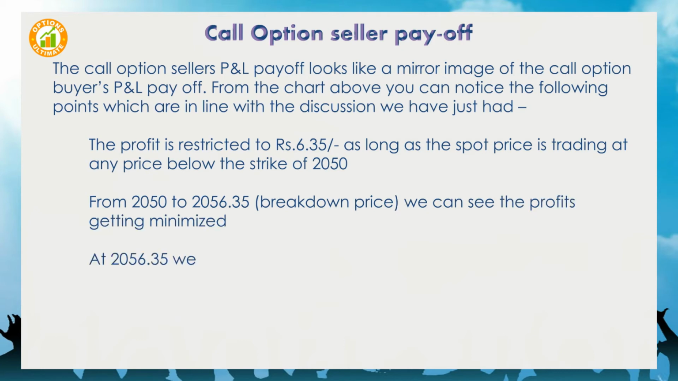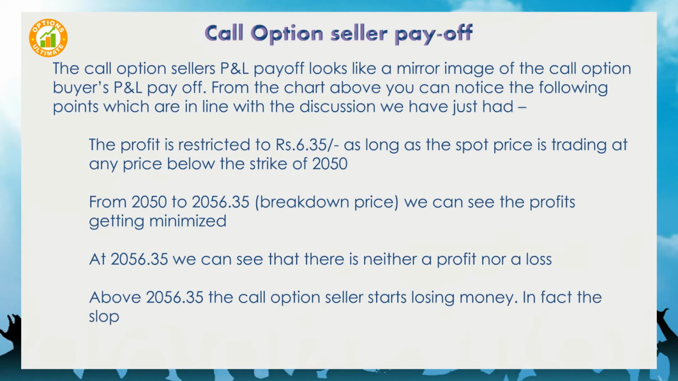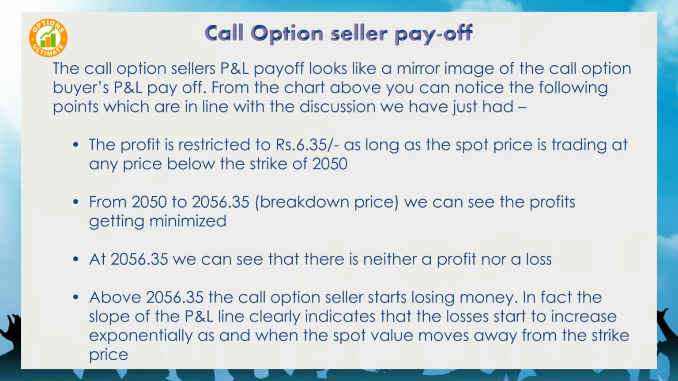At 2056.35 we can see that there is neither a profit nor a loss. Above 2056.35 the call option seller starts losing money. In fact, the slope of the P&L line clearly indicates that the losses start to increase exponentially as and when the spot value moves away from the strike price.